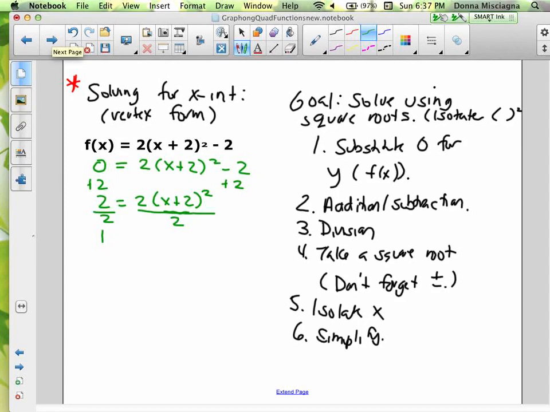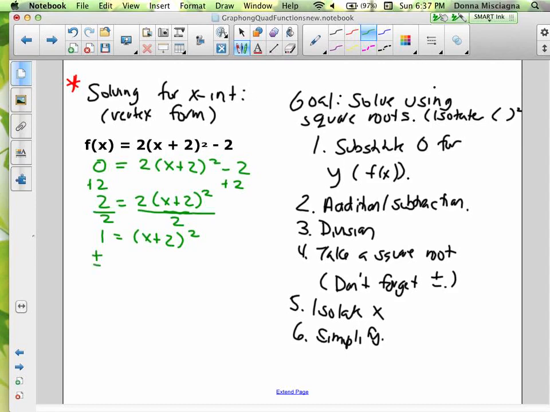Right, so 2 divided by 2 is 1. And now we have just x plus 2 squared. All right, so I'm just going to refer to the steps now on the right. So we did addition, always going to do addition subtraction first, then division, unless the a value there is 1. Then you're going to take a square root, and don't forget the plus or minus on the constant, right? Because there are two numbers, if I square them, that I'm going to get a 1.